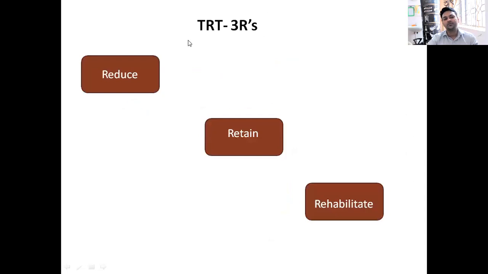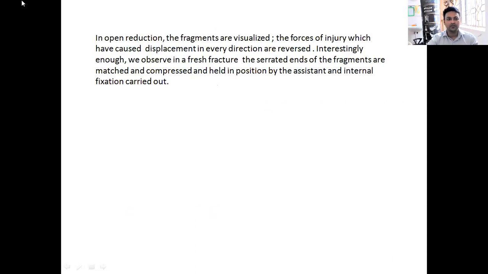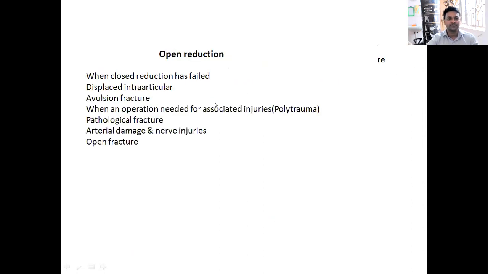The 3 R's of the treatment are reduce, retain, and rehabilitate. Reduction: in closed reduction, pull the distal portion of the limb, giving traction and counter-traction. Reposition: reverse the original forces, and alignment is restored in every plane. In open reduction, the fragments are visualized. Forces of injury which have caused displacement in every direction are reversed. Interestingly, in a fresh fracture, the serrated ends of the fragments are matched and compressed, held in position by assistants, and the internal fixation is carried out.